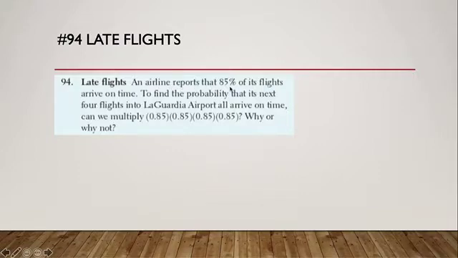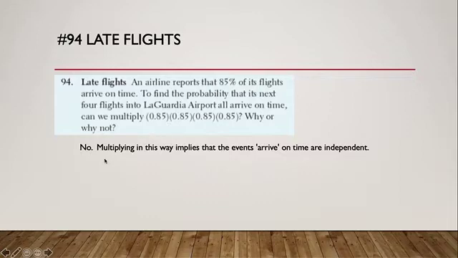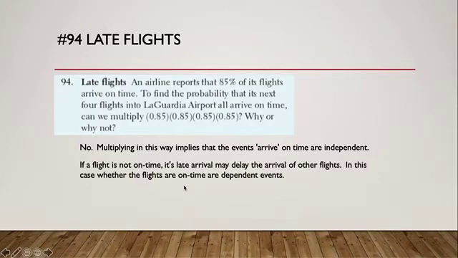An airline reports that 85% of its flights arrive on time. To find the probability that its next 4 flights into LaGuardia all arrive on time, can you just take 0.85 times 0.85 times 0.85 times 0.85? And the answer is no. The reason is that this expression assumes that whether the 4 flights arrive on time is independent. Multiplying in this way implies that their arriving on time is independent, so whether one flight arrives on time is independent of whether the next flight arrives on time. And that doesn't make any sense.